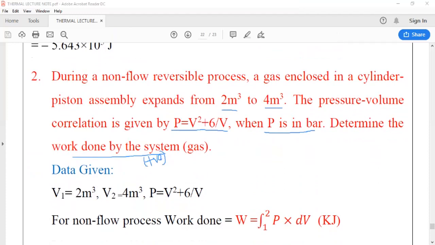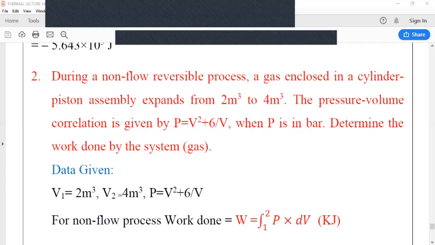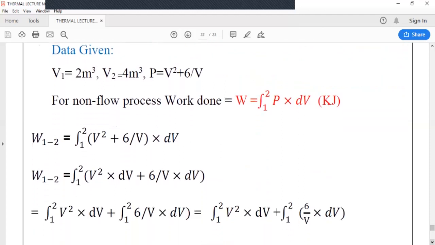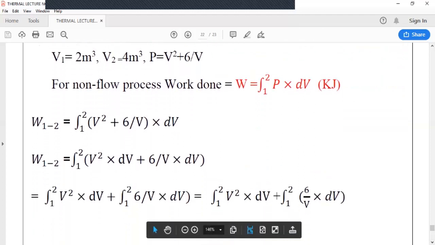Okay, so first you have to write down the data given. What is the data given? The piston assembly expands from 2 meter cube. Meter cube is the unit of volume. So initial volume is 2 meter cube. Final volume becomes 4 meter cube. How are pressure and volume related? P is equal to V square plus 6 by V. So what do you have to find out? We have to find out the work done. If we have to find out the work done, we know the formula for work done. Yes, W is equal to the integration of PdV. So what is the pressure given?